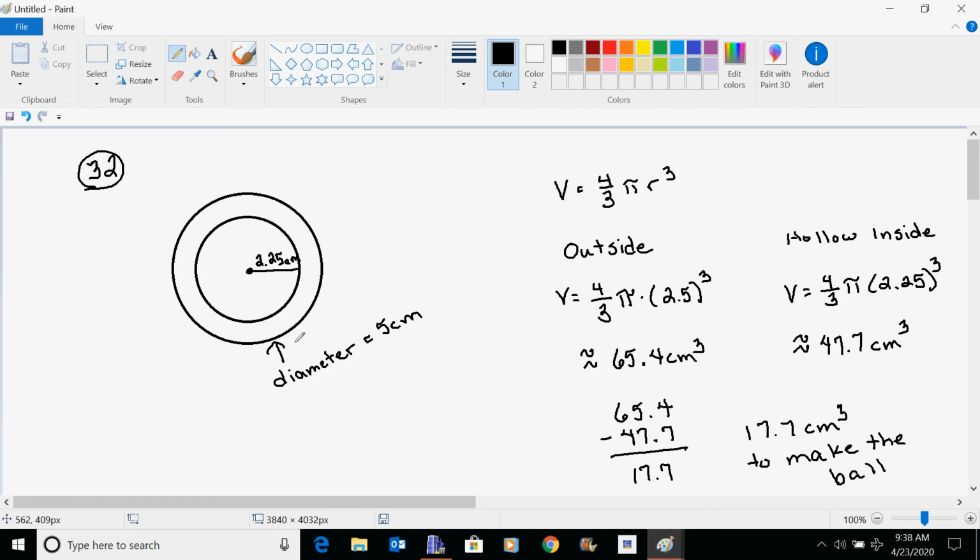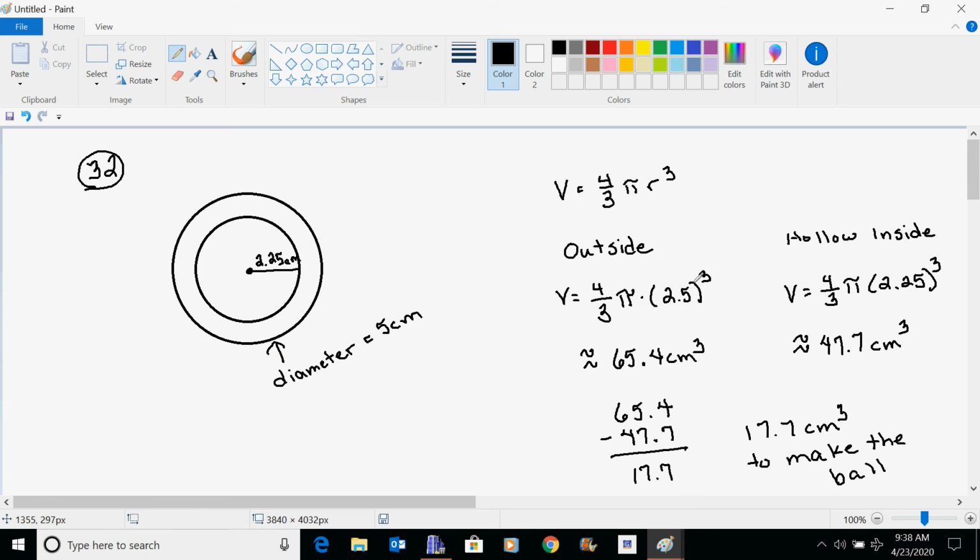But what they're asking is how much rubber it would take to make this part of this ball. You don't need to have the core. The core is hollow, so nothing in there. So the way that you would do that, consider this as being a sphere, like a ball, with a hollow middle in it. To find out how much is in here, you take the volume of the outside part and then subtract out the volume of the inside part.